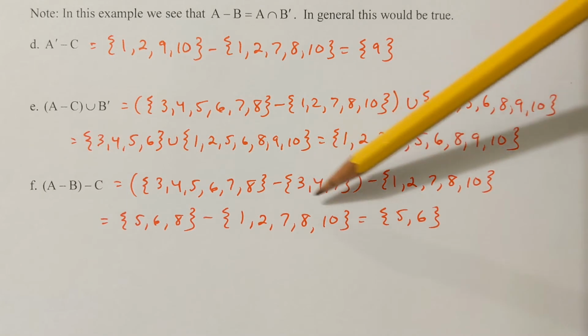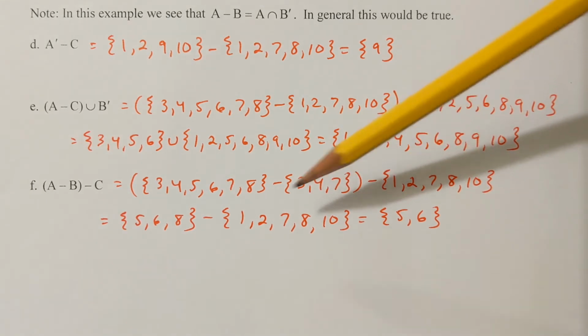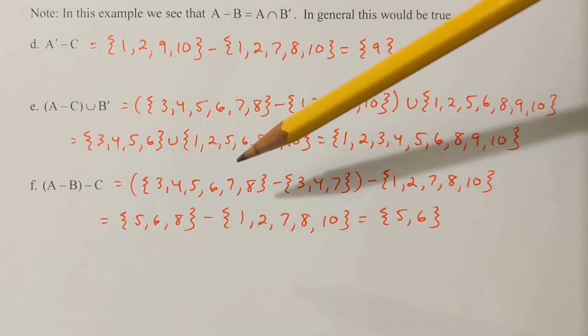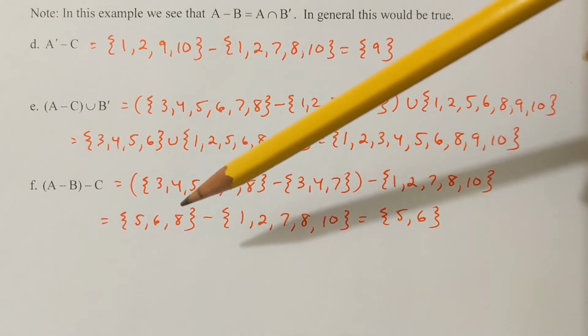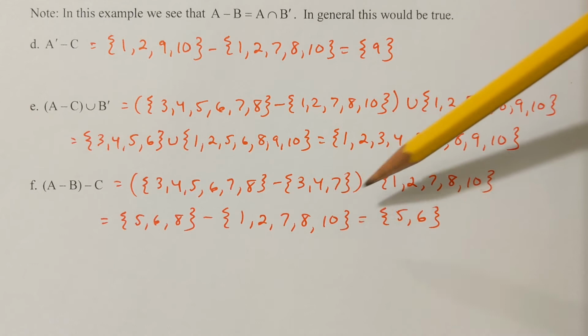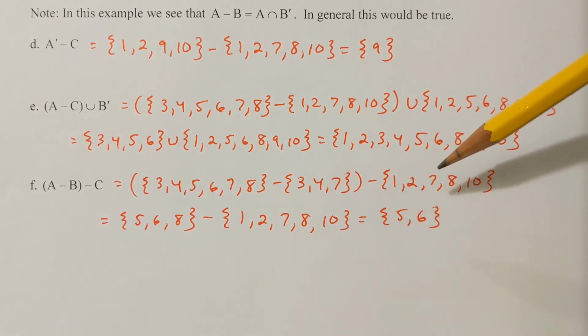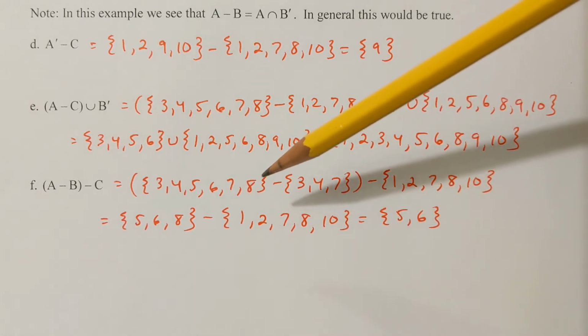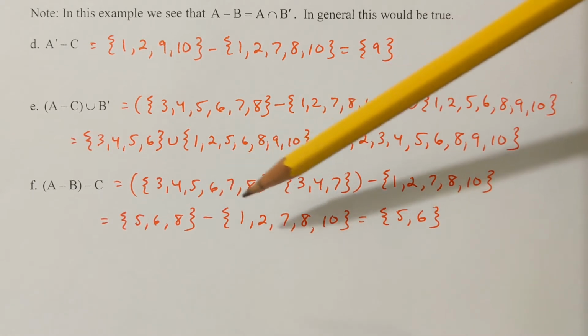Here's 8, and I don't see 8, so I'm going to keep 8. Okay, so all that remains there is the set containing 5, 6, and 8. I'm subtracting C, which I've gone ahead and written again. And so what I'll do is this again.